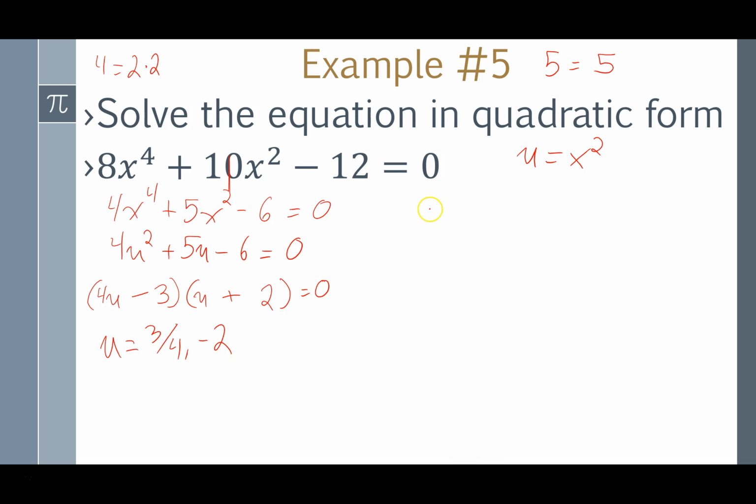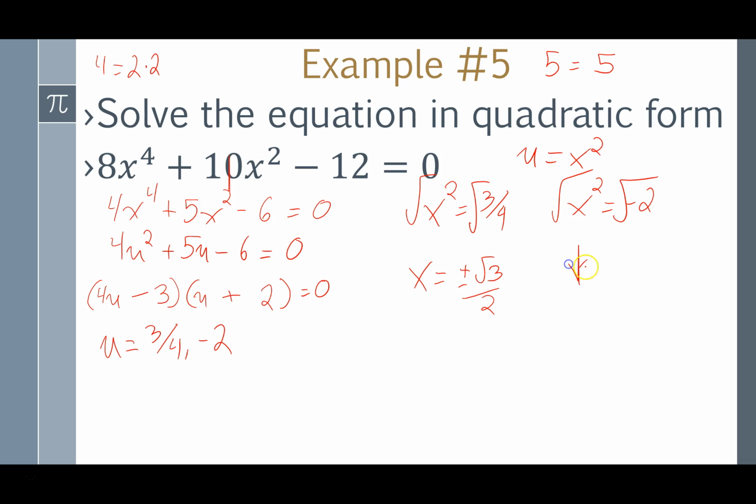So since u equals x squared, we have to say x squared equals 3/4 and x squared equals negative 2. So when we do our square roots, we'll get x equals plus or minus radical 3 over 2 for the first answer. And the second answer, because it's doing the square root of a negative, x equals plus or minus i square root of 2. So those are our answers there.